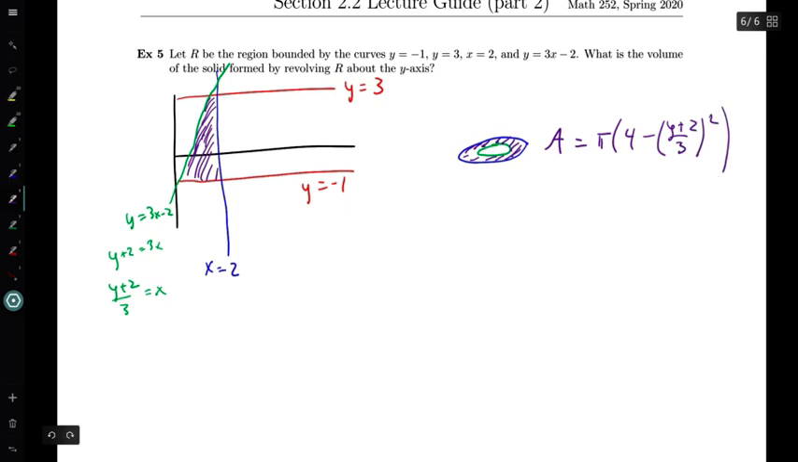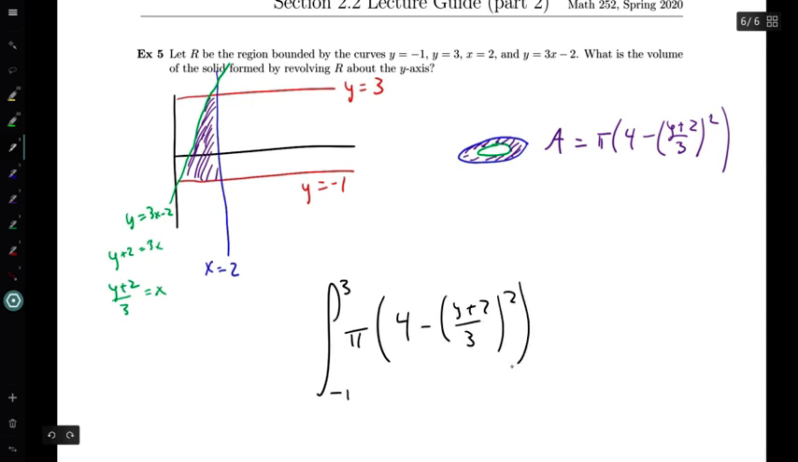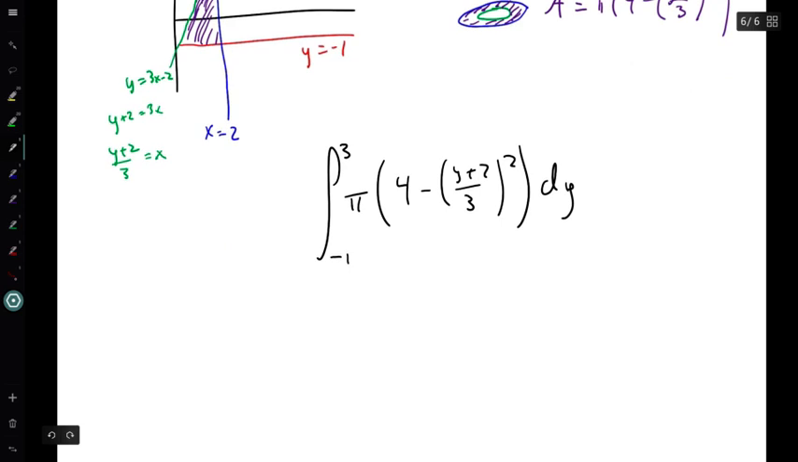And so we have here the cross-sectional area of one of these horizontal washers. Now in order to compute the volume, we need to integrate this from the smallest y value to the largest y value of this region. The smallest y value is -1, the largest y value is 3. And I'm integrating the function pi times 4 minus ((y plus 2) over 3) squared dy.